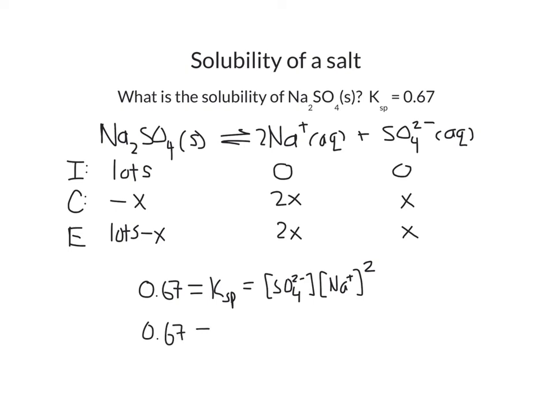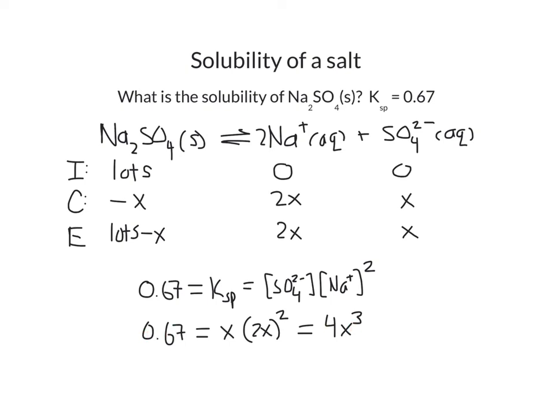So that tells me that 0.67 is equal to X times (2X) quantity squared. The sodium plus concentration is 2X, and I need to square that concentration. So if I work this out, this is going to be equal to 4, because 2 squared is 4, X cubed, because X squared is X, and then I square it, so I have X squared times another X gives me X cubed. So that tells me that 0.67 is equal to 4X cubed.